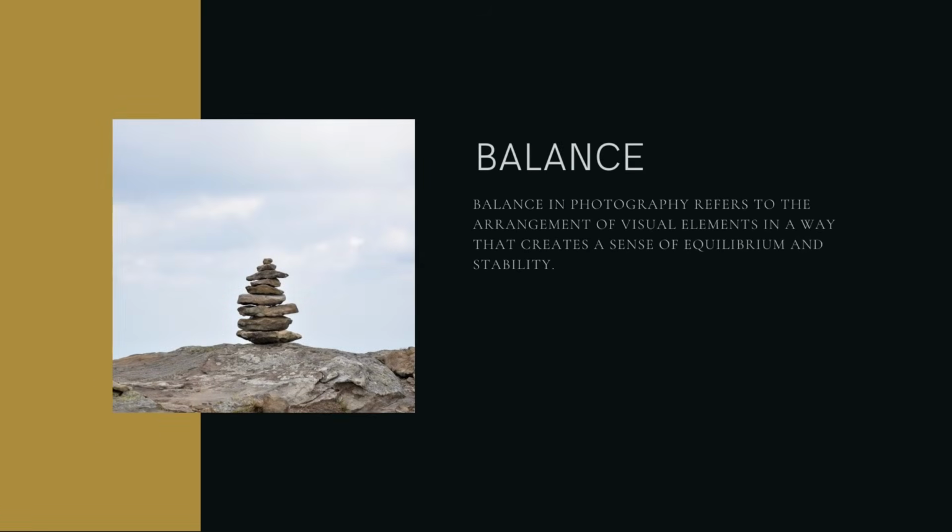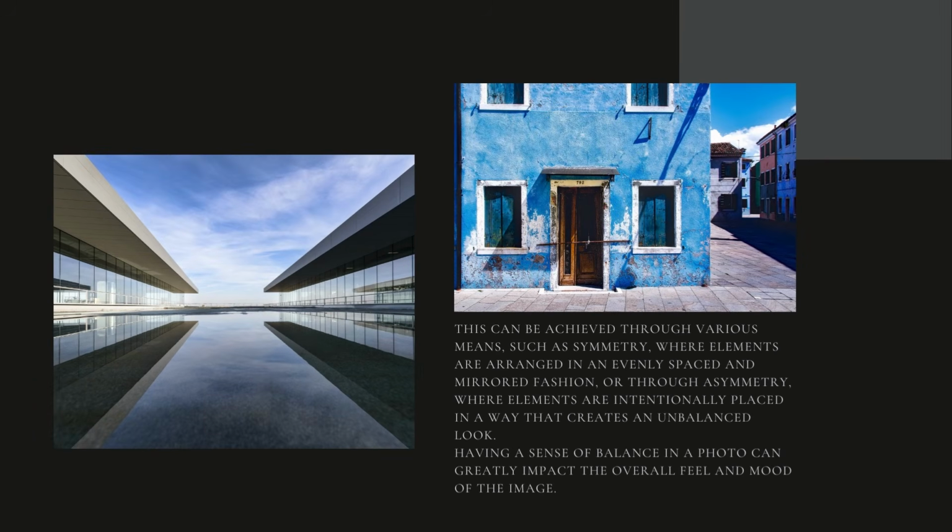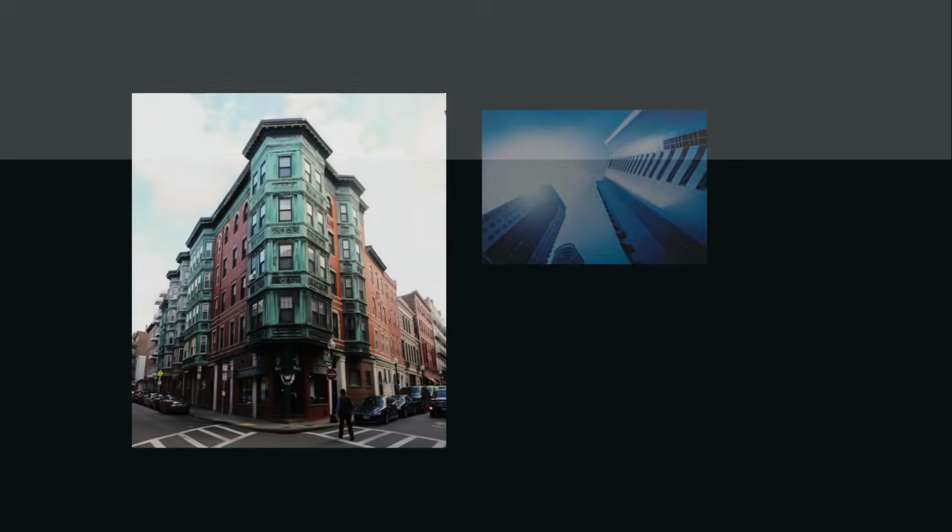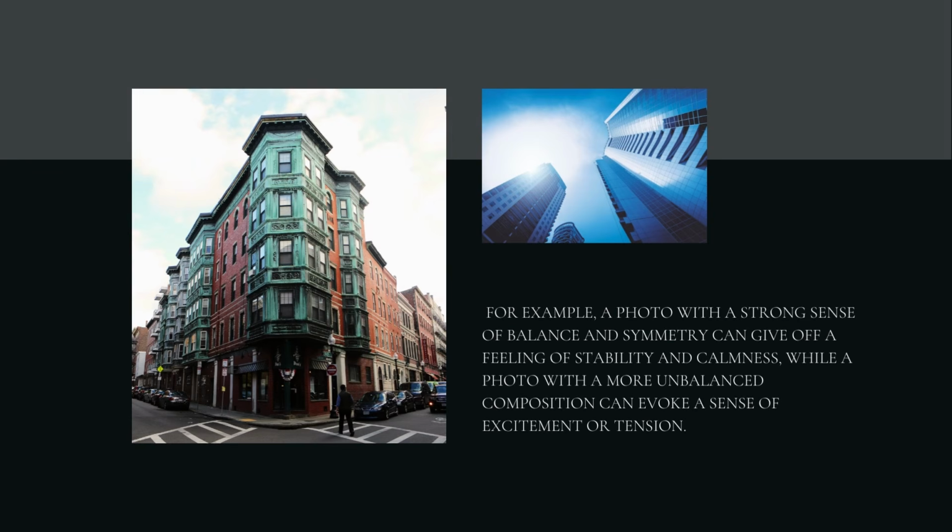Balance. Balance in photography refers to the arrangement of visual elements in a way that creates a sense of equilibrium and stability. This can be achieved through various means, such as symmetry, where elements are arranged in an evenly spaced and mirrored fashion, or through asymmetry, where elements are intentionally placed in a way that creates an unbalanced look. Having a sense of balance in a photo can greatly impact the overall feel and mood of the image. For example, a photo with a strong sense of balance and symmetry can give off a feeling of stability and calmness.